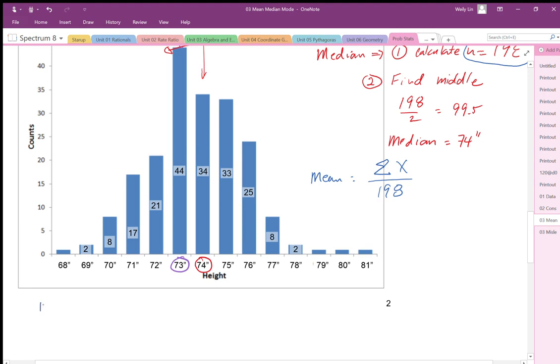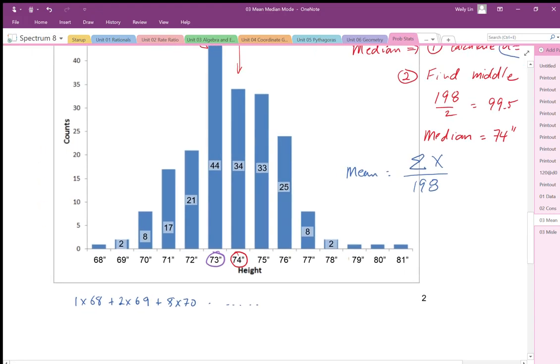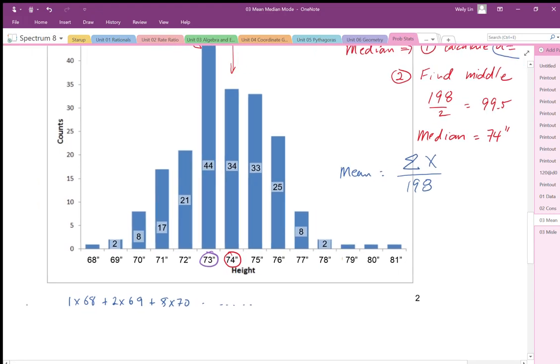So I'm going to have one person at 68 inches plus 2 people at 69 inches plus 8 people at 70 inches, dot, dot, dot. And that's going to give me the total sum of x. And I still need to divide by 198 when I find that sum. So I want you to do this on your own, calculate this mean.